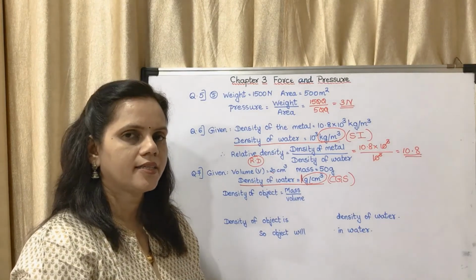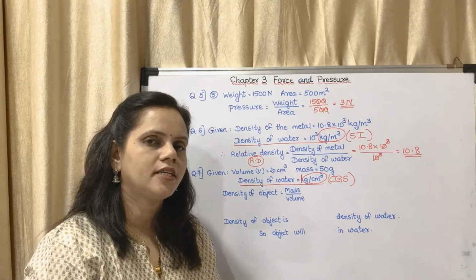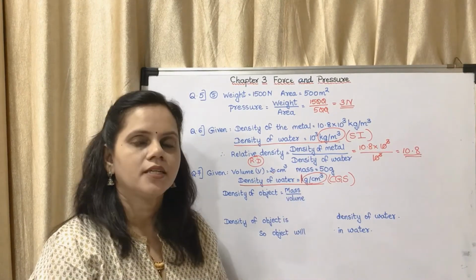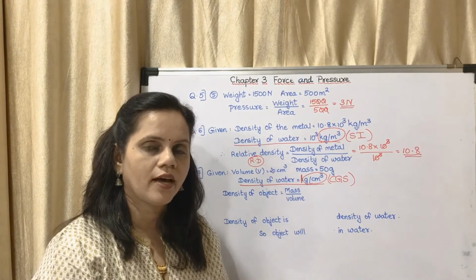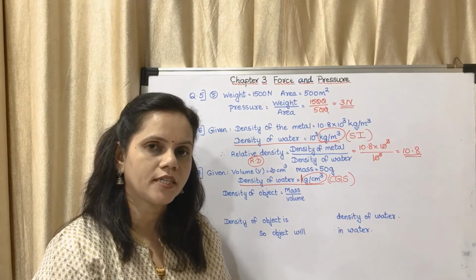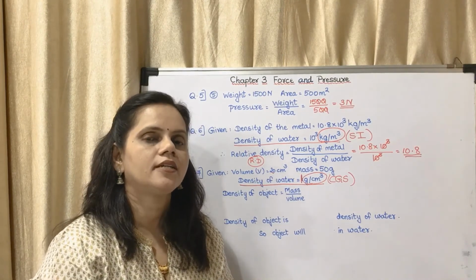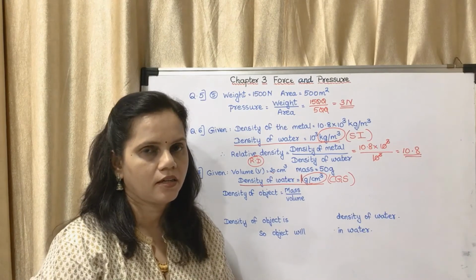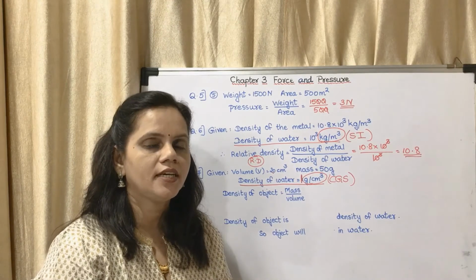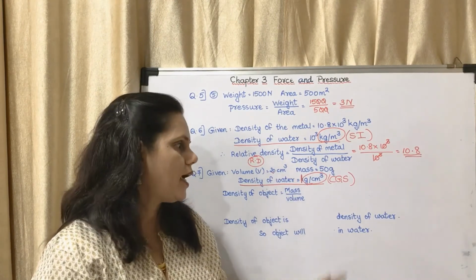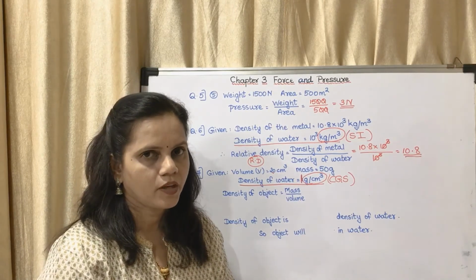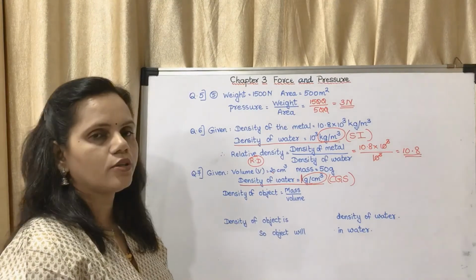It could be asked as a fill in the blank. What is the density of water in SI unit? It is 10 raised to 3 kg per meter cube. This you have to learn, because in some questions they won't give you the density of water. Otherwise, they will ask you the density of water in fill in the blank. What is density of water in SI unit? It is 10 raised to 3 kg per meter cube and in CGS unit it is 1 gram per centimeter cube.